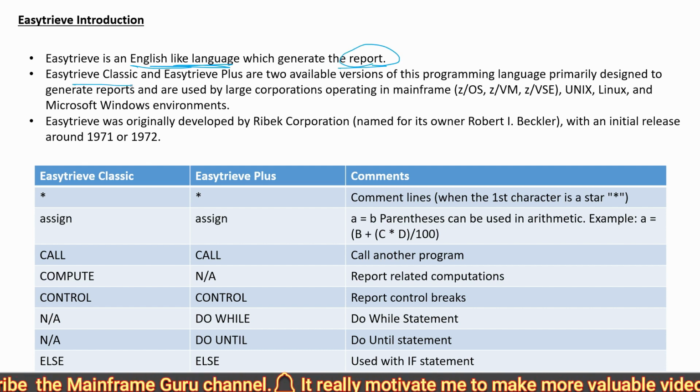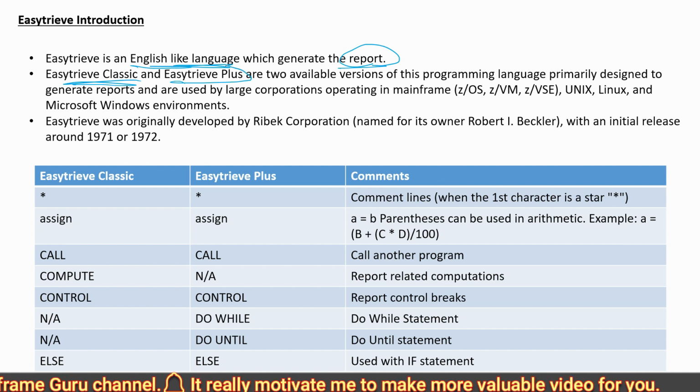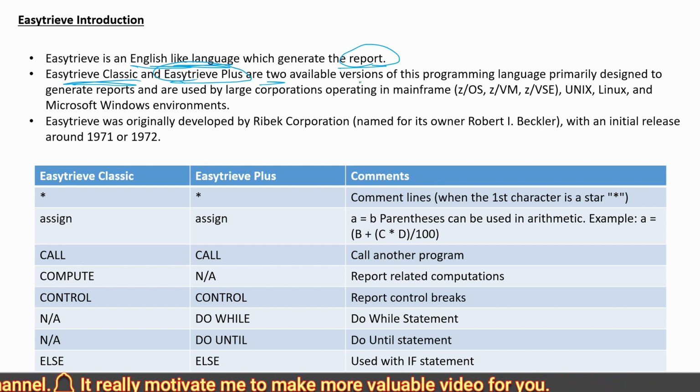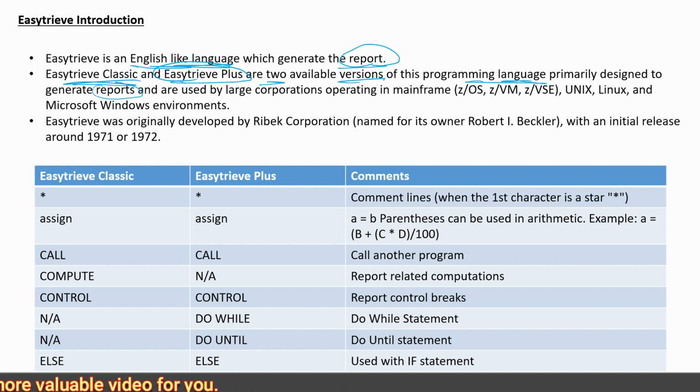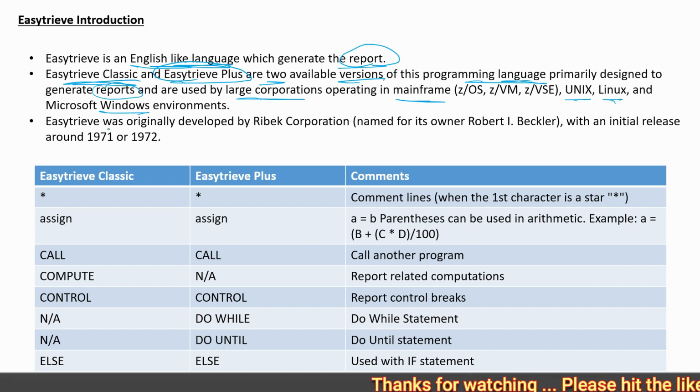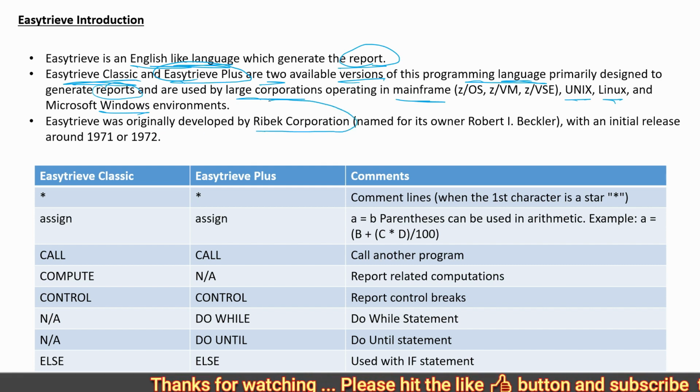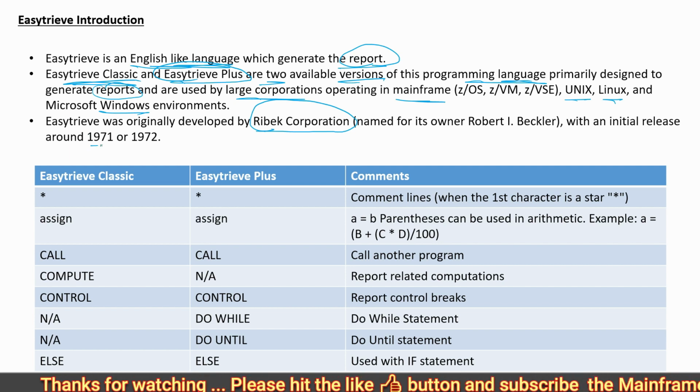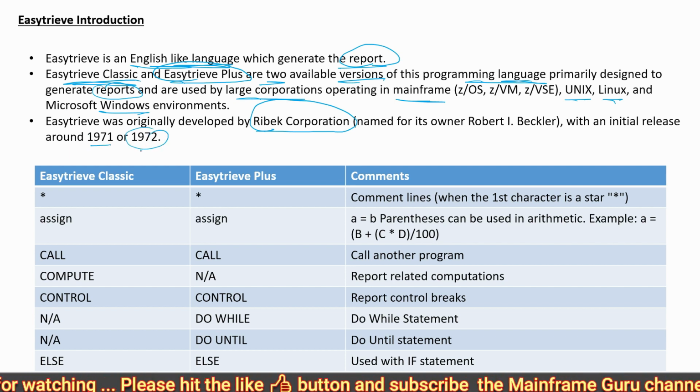Easytrieve Classic and Easytrieve Plus are the two versions of this programming language, which are primarily designed to generate reports. These are also used by large corporations in mainframe, Unix, Linux, and Windows environments. This programming language was initially developed by the Ribbe Corporation in 1971 or 1972.